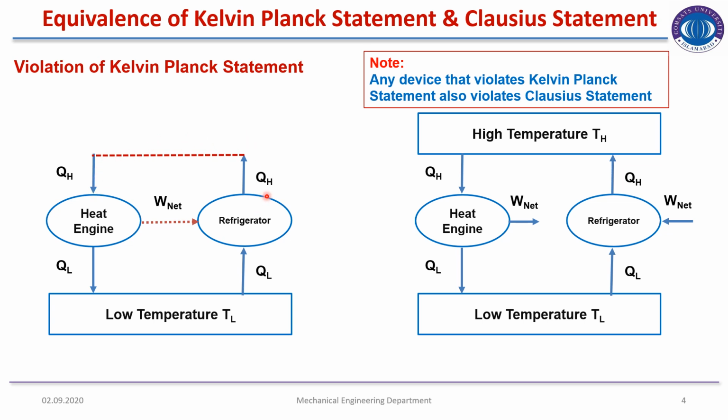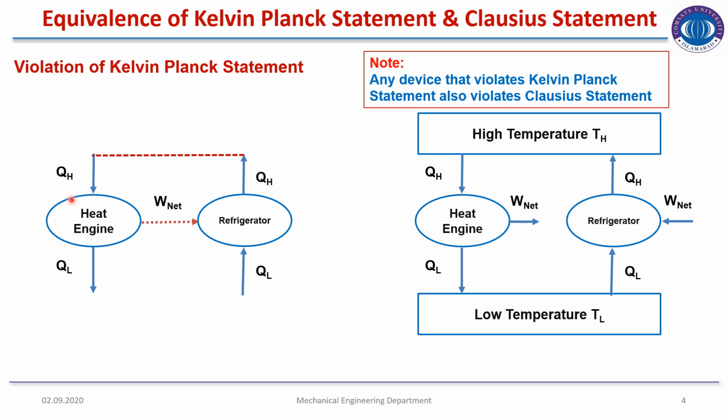So QH amount of heat that was rejected by the refrigerator was introduced into the heat engine, and the QL amount of heat that was rejected by the heat engine is equivalent to the QL amount of heat that was obtained by the refrigerator. So we have connected both these points, and the output of the heat engine, QL amount of heat, is the input of the refrigerator, QL amount of heat.